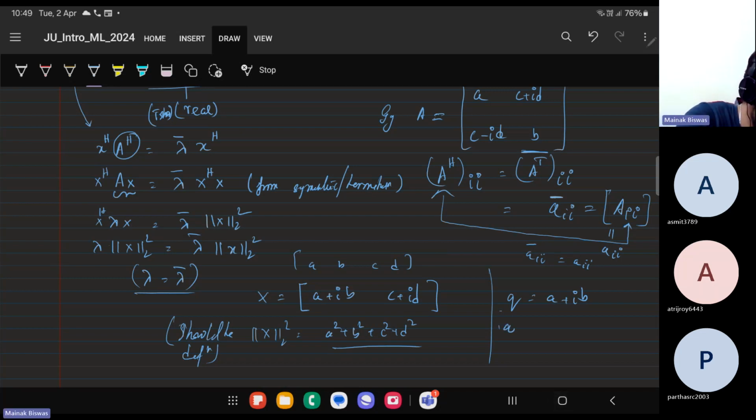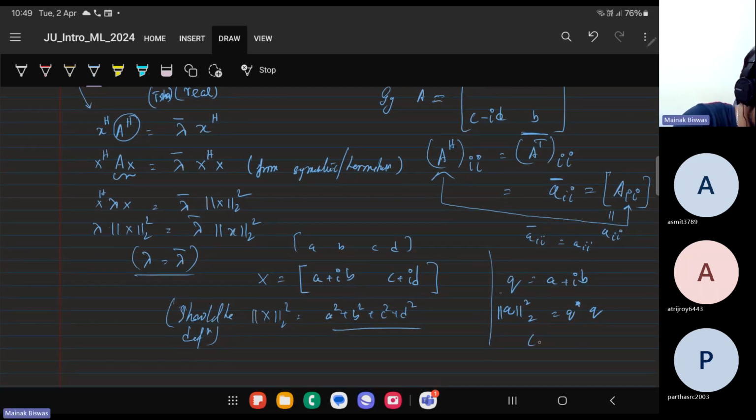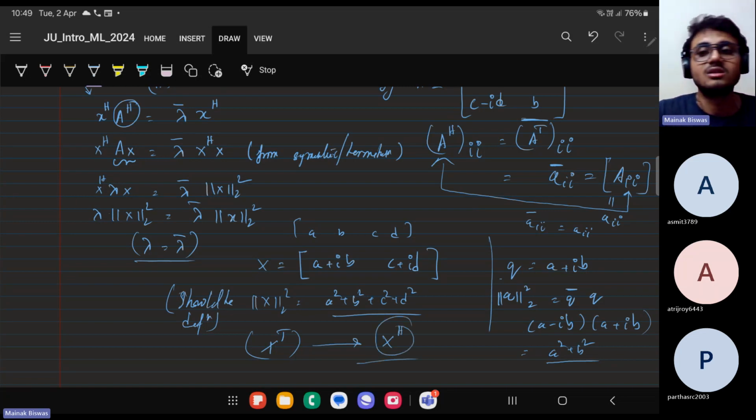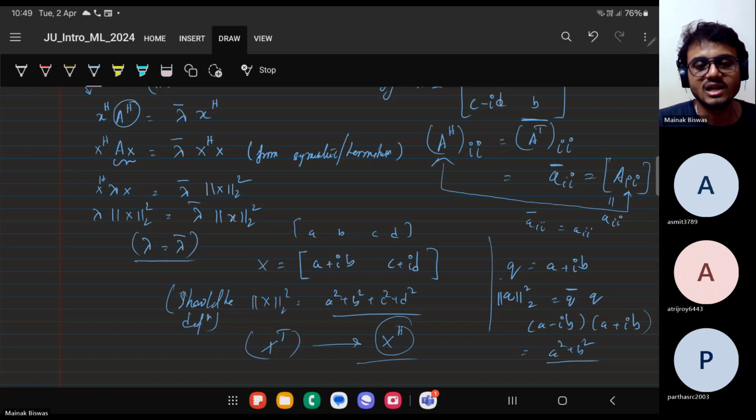So if you had to find the radius of q, what did you do? You did q star into q, right? q star into q করতিস তো, a minus ib into a plus ib. Yes, yes. q star হচ্ছে কনজুগেট। a square plus b square করতিস, সেই জন্য we don't just take x transpose, we take x Hermitian in complex matrices. বুঝতে পেরেছিস? যাতে কনজুগেটটাও হয়ে যায় আর শুধু রিয়েল পার্টটা পড়ে থাকে। ক্লিয়ার?